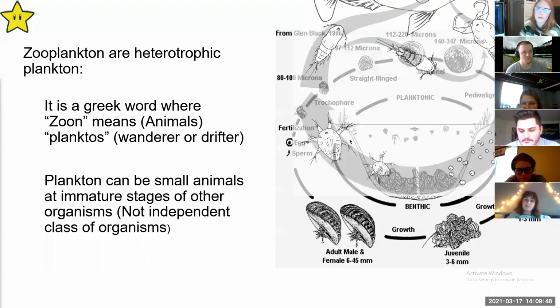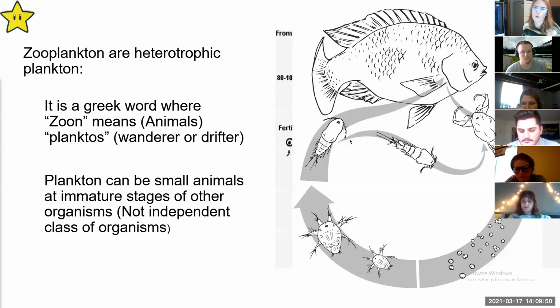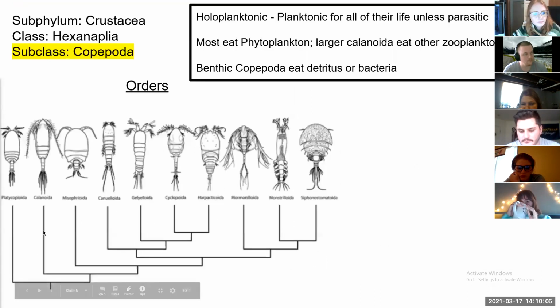And then you have things like what we traditionally think of as zooplankton. So this is actually a parasitic zooplankton that is found in the gills of fish. It attaches there and feeds off the fish for most of its life cycle.